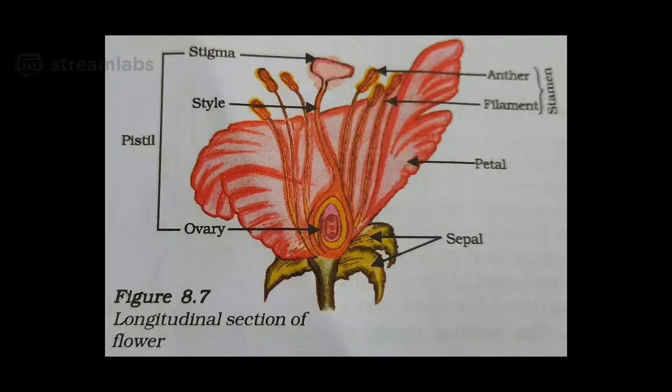Till now we studied androecium and gynoecium. That is, the pollen drops on the stigma. The stigma has sugary content that helps the pollen to germinate. The pollen germinates to form a pollen tube, and that enters into the style and reaches the ovary.